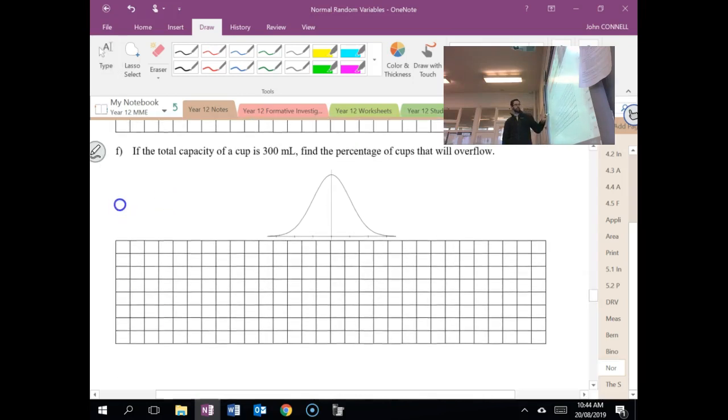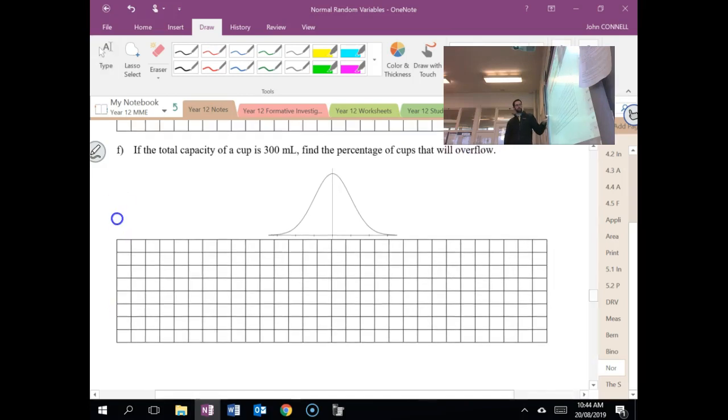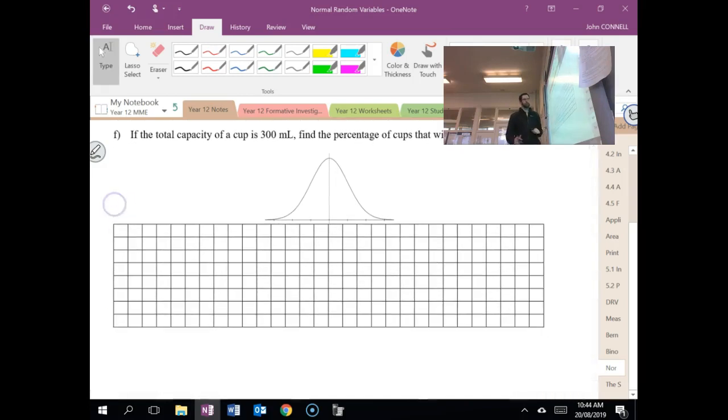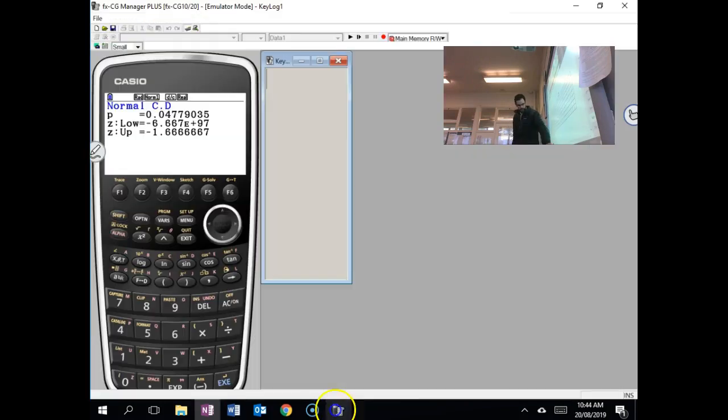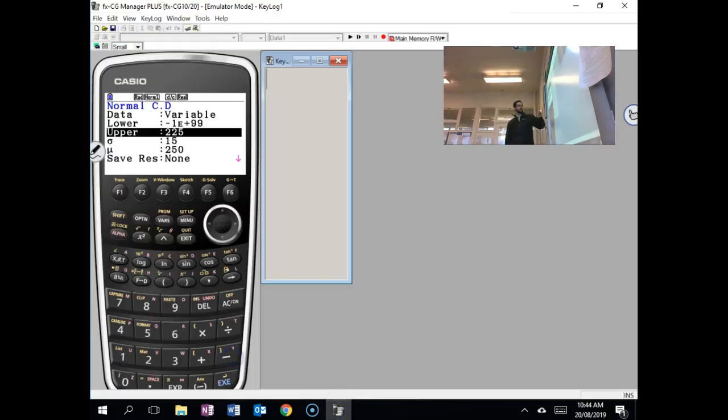If the total capacity of a cup is 300 mils, find the percentage of cups that will overflow. So 300 sits out about here. So it's everything after 300 that will overflow. Now, if I go back here, this time my lower is 300 because I want everything above that.